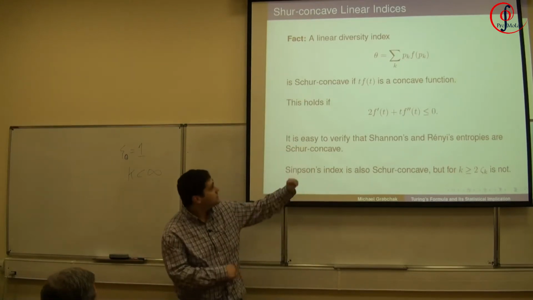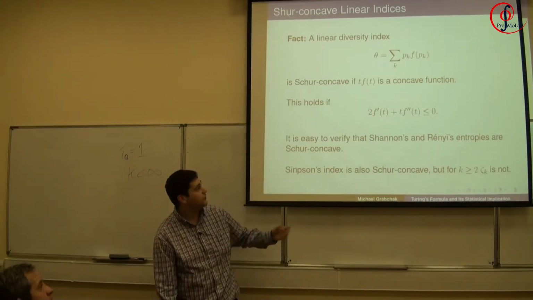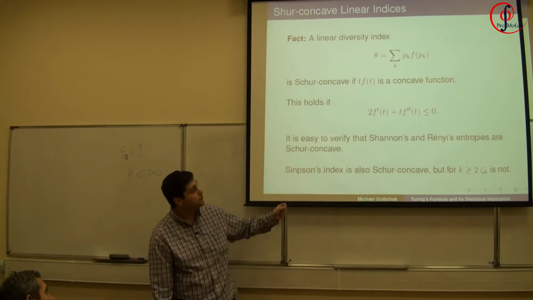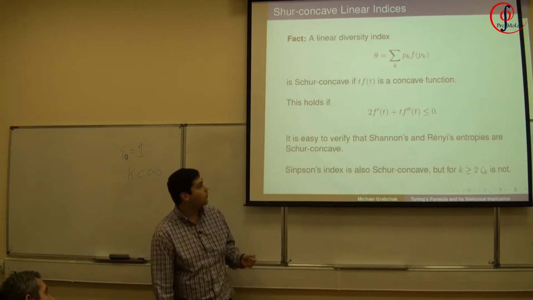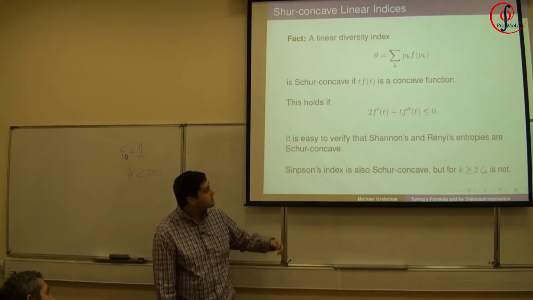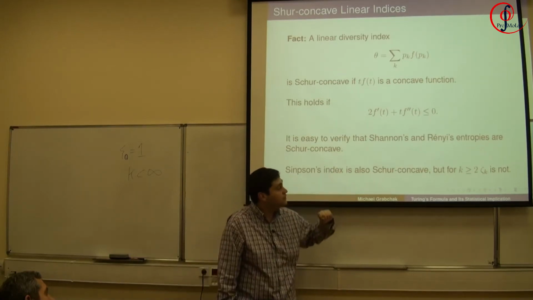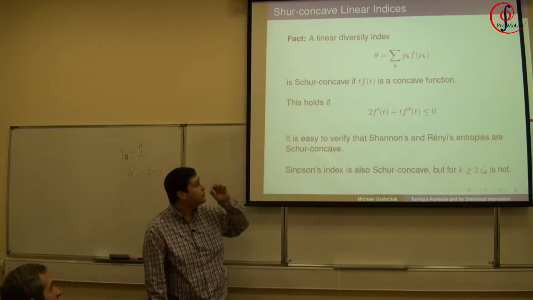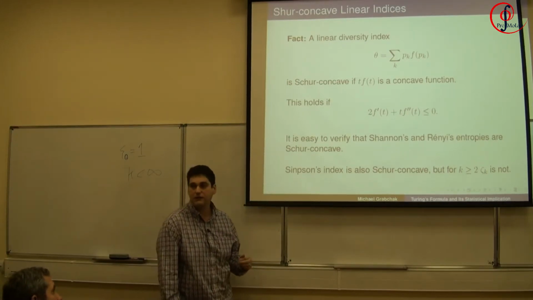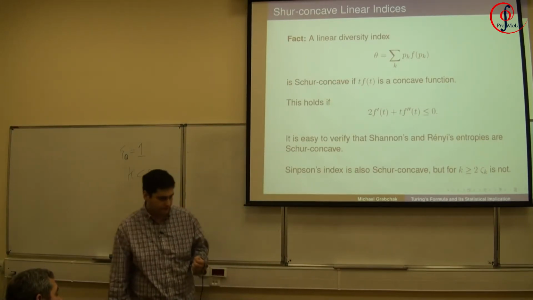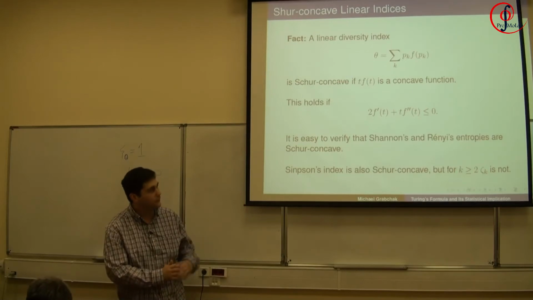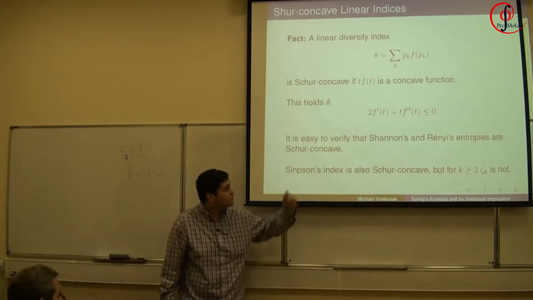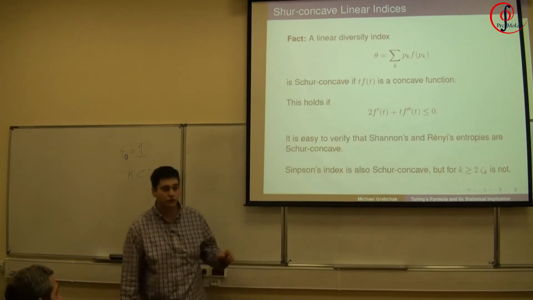That condition is equivalent to 2 times f prime plus t f double prime always being less than or equal to 0. So that's the condition on the kind of weight function that we need to impose if we want our linear diversity index to be Schur concave. It's easy to show that Shannon's entropy and Rényi's entropy are Schur concave.